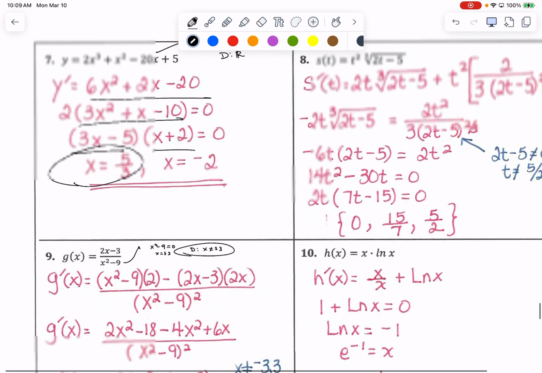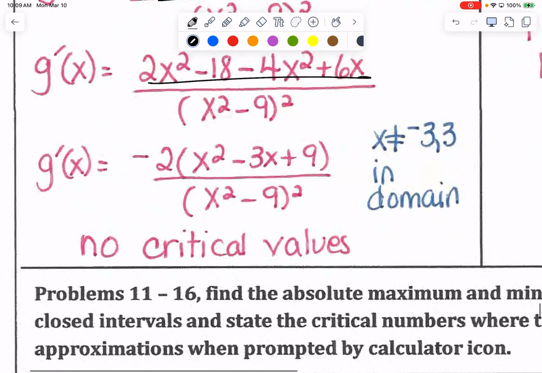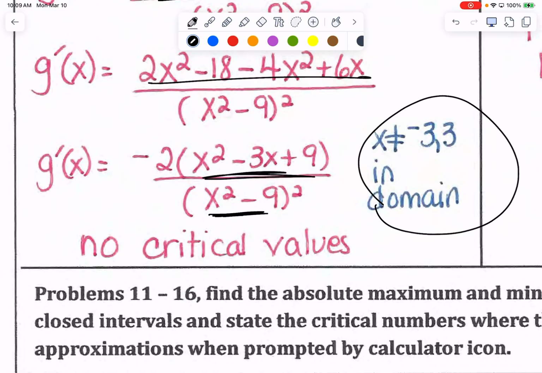Throw it out. Now, what rule did I use to do the derivative for number 9? Quotient rule. Derivative of the top times the bottom minus the top times the derivative of the bottom, over the bottom squared. Distribute, collect like terms on top, and you end up with this. Plus or minus 3 when you set the bottom equal to 0. Those are critical values, but we have to throw them out because they're not in the domain. What about the top, x squared minus 3x plus 9? It doesn't factor, so then you'd have to run it through the quadratic formula, and it's imaginary. You would throw them out.